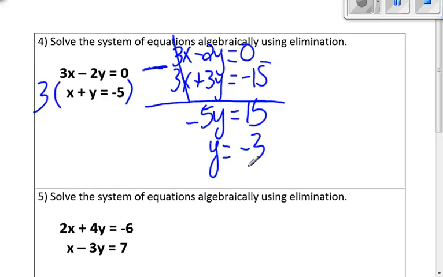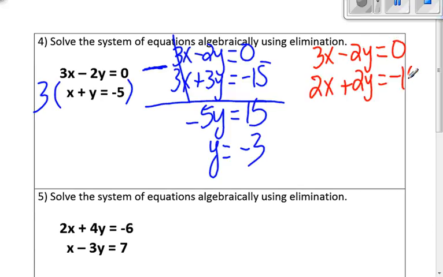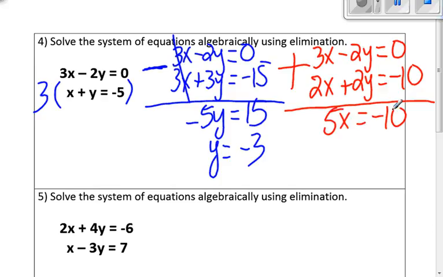Now, let's imagine that instead of multiplying by 3, we multiplied it by 2. So the first equation stays the same. And the second equation would be 2x plus 2y equals negative 10. Since we have a negative 2y and a positive 2y, the signs are opposite. You add, big plus sign out in front. 5x equals negative 10. X equals negative 2, for an answer of negative 2 comma negative 3.